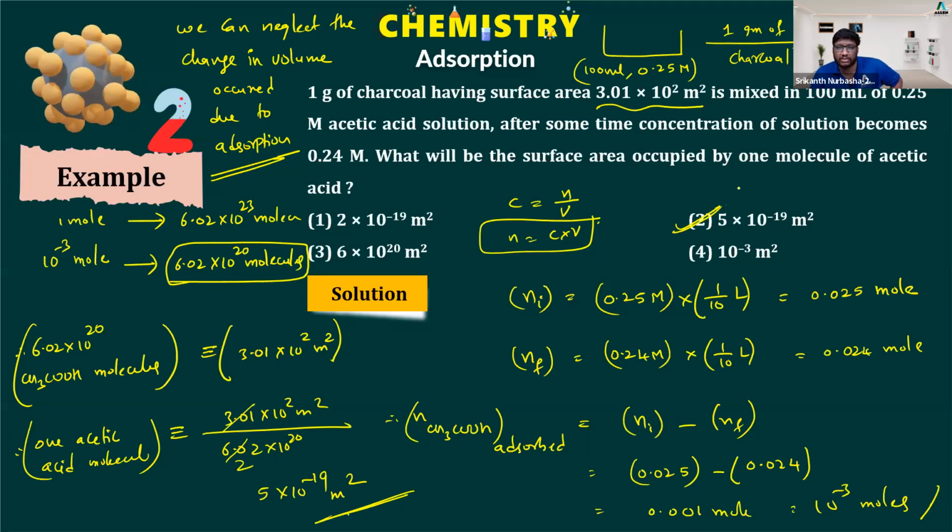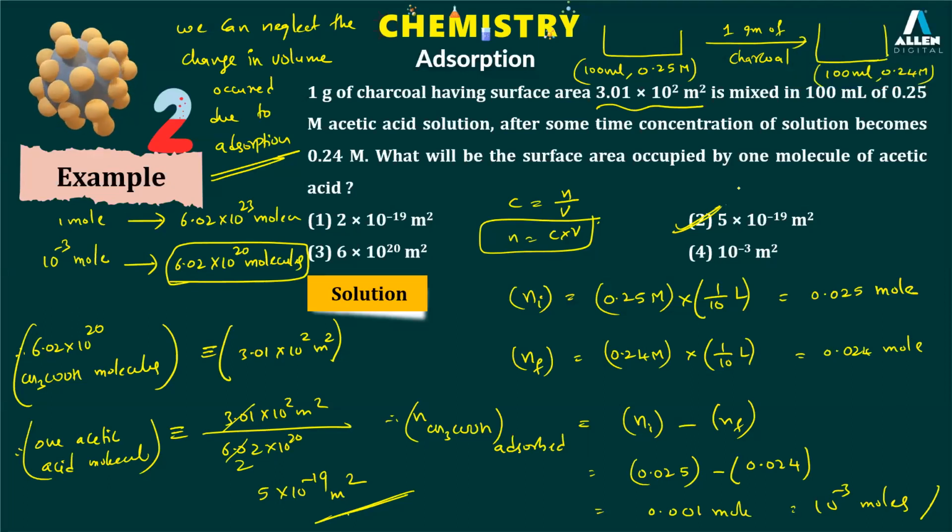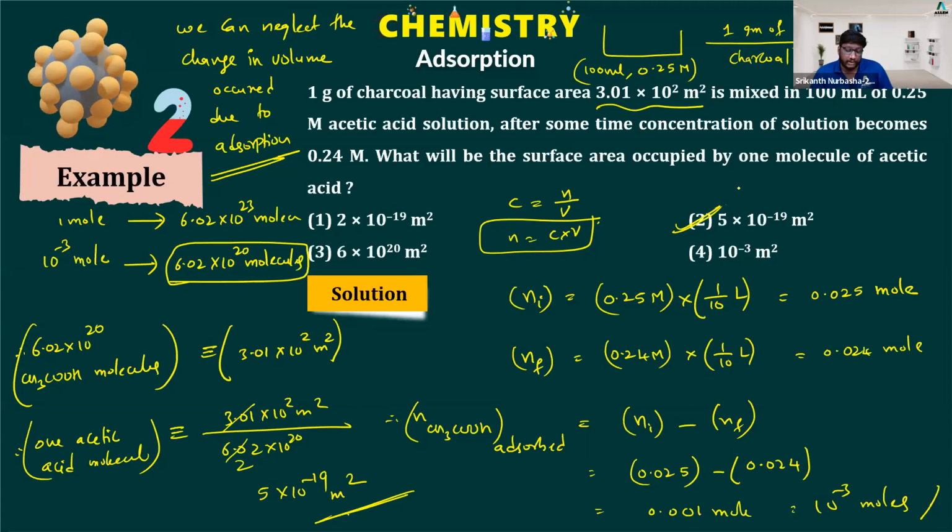Is that clear, students? Is that clear to everyone or not? Yes, sir. So based on the change in concentration, with the same volume, we have found out the number of moles adsorbed. If the final volume is given, you can substitute the final volume, then you can calculate the relevant number of moles. This is an approximate value because we have neglected the volume change. Because of adsorption, because of the addition of 1 gram of charcoal, there might be some volume change also. Yes or no? We have added 1 gram of charcoal, there will be some change in volume also that we have neglected here.